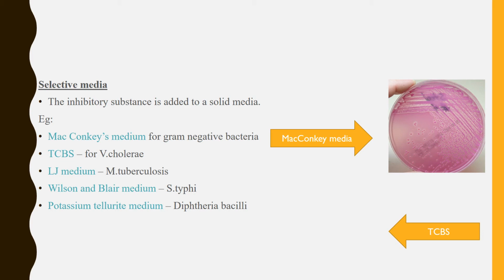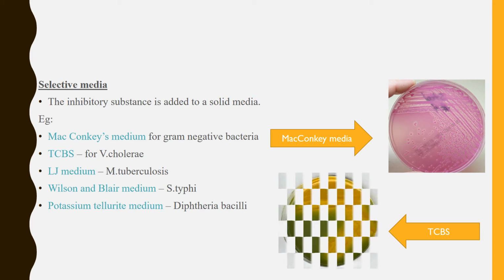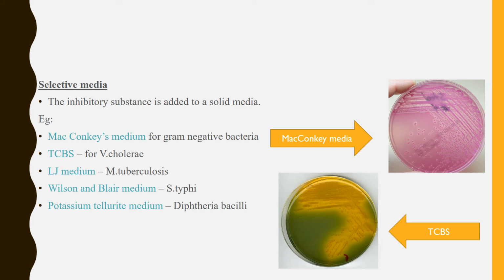TCBS for the Vibrio cholerae, Lowenstein-Jensen medium for Mycobacterium tuberculosis, Wilson and Blair medium for Salmonella typhi, and potassium tellurite medium for the diphtheria bacilli. This is the picture of the MacConkey agar, and this is the picture of the TCBS agar.